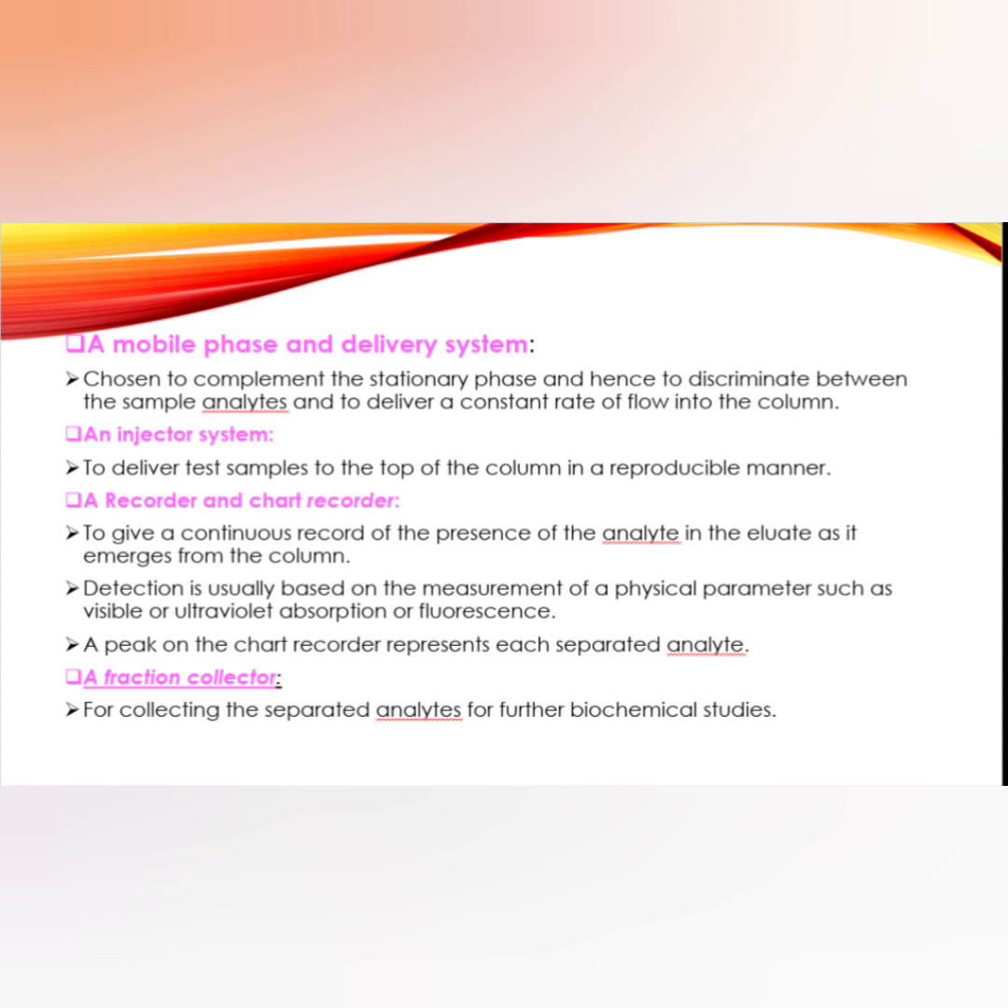And next one is a detector and a chart recorder to give a continuous record of the presence of the analyte in the eluate as it emerges from the column. Detection is usually based on the measurement of a physical parameter such as visible or ultraviolet absorption or fluorescence.